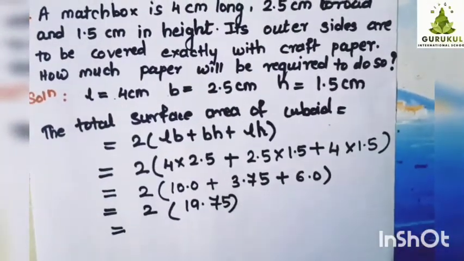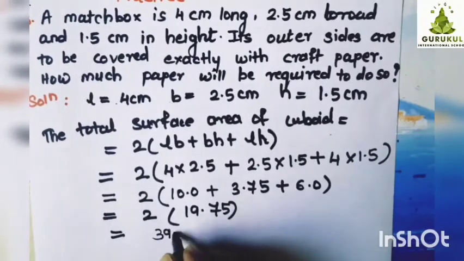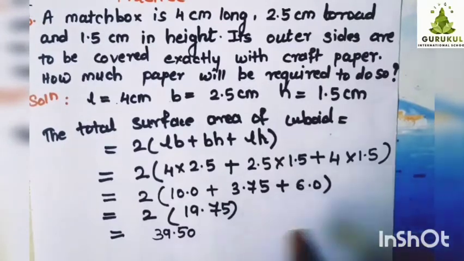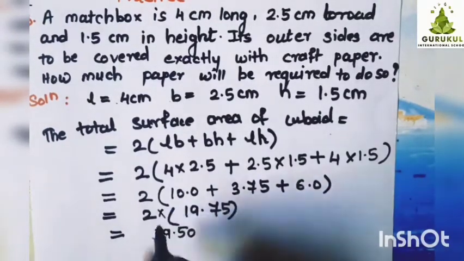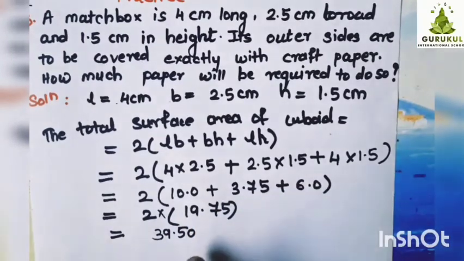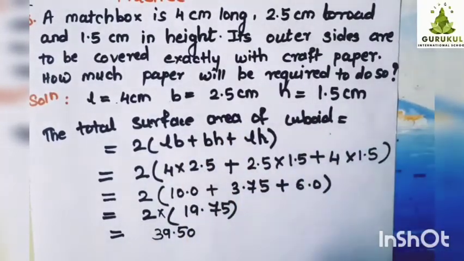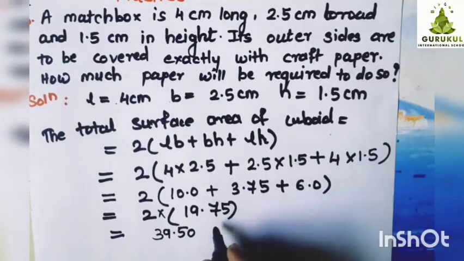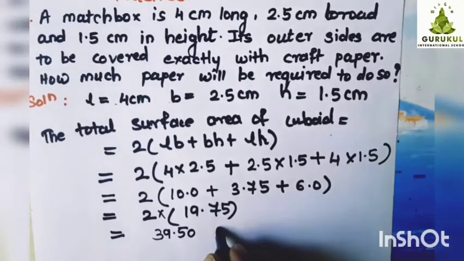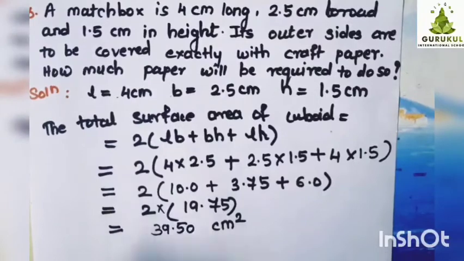Now do the multiplication. What do you have to do here? 2 into 19.75. You have to multiply it and we will get 39.50. Now I will not show this multiplication because in rough work you can easily do the multiplication. 2 multiplied by 19.75 will be 39.50. Since it is area, we have to write down the answer in square centimeters, or centimeter square. Anyhow you can write it either way, so we will write centimeter square. Correct. So what final answer do we get?